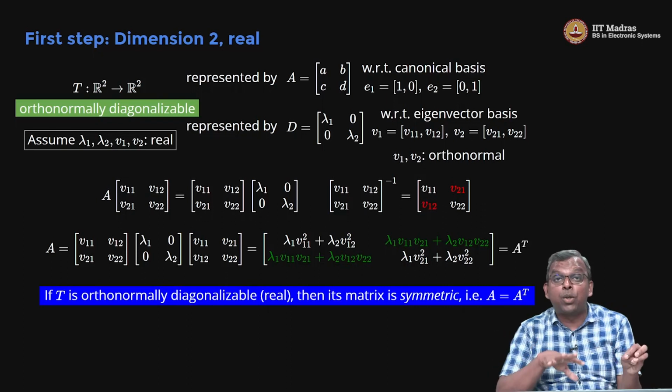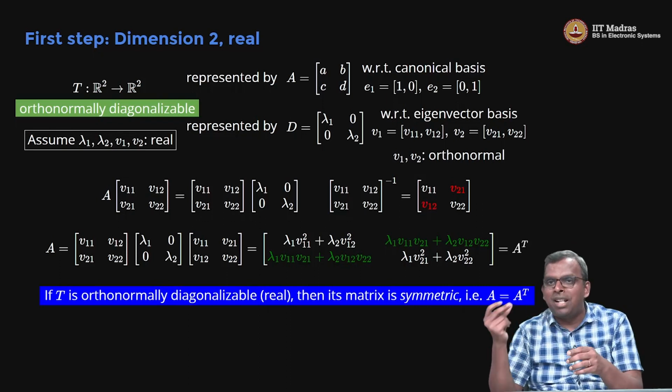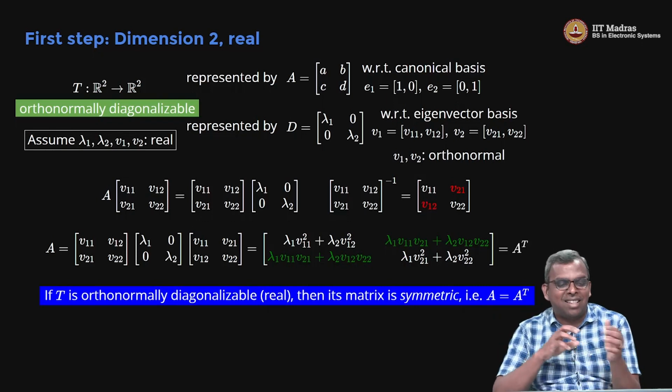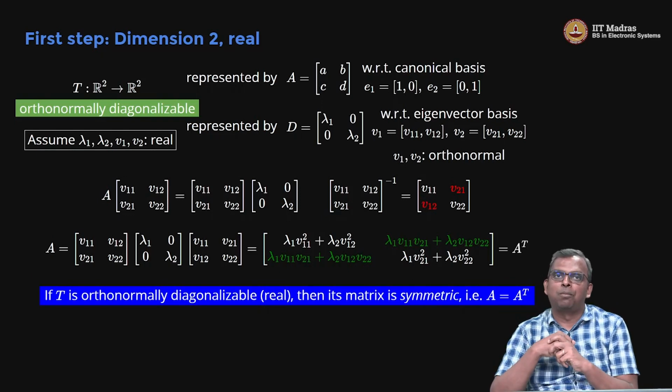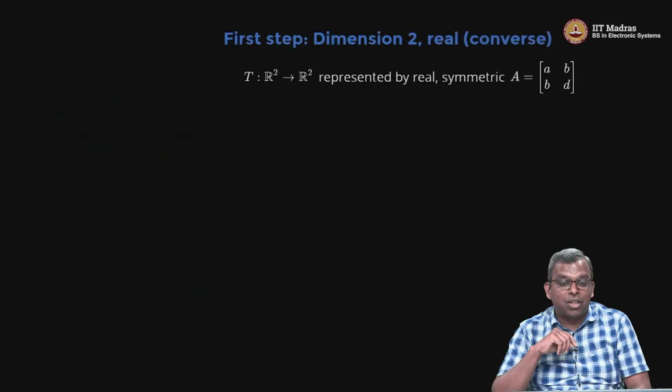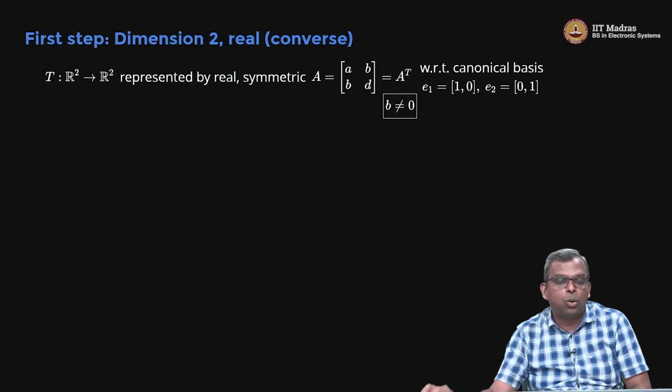If that were to be true, imagine how simple it is, right? You look at the matrix A, you can immediately find out whether or not it has real eigenvalues and it is orthonormally diagonalizable. All you have to check is for symmetry. A equals A transpose is an easy thing to check. So let's check that out. Let's see if that is true. I'm going to look at the converse now. We are still in dimension 2, still in the real world.